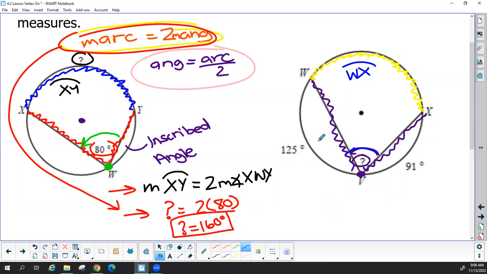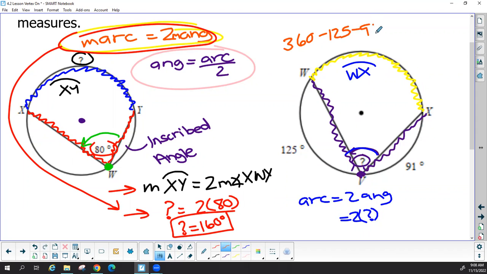It's that the arc is equal to 2 times the angle. Well, right now we know the angle is question mark, so we have 2 question mark. And we need to know how long the arc is. Well, these other pieces we know the whole circle is 360. So I'm going to find this yellow arc measure by doing 360 minus the other 2 arcs that we know.